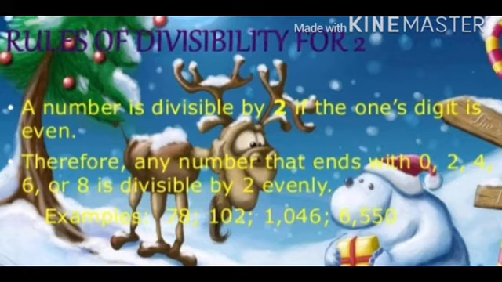For example, 78, 102, 1046, etc. The numbers end with 8, 2 and 6, which are even. So these numbers are divisible by 2. I repeat one more time, a number that ends with 0, 2, 4, 6, 8 is divisible by 2.